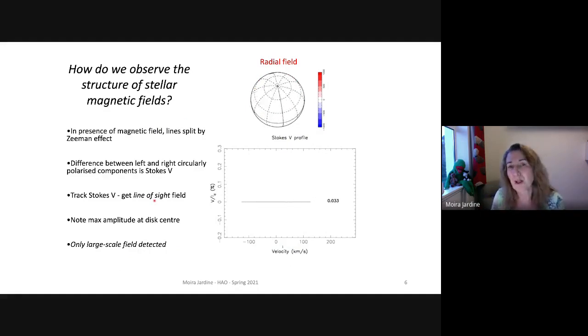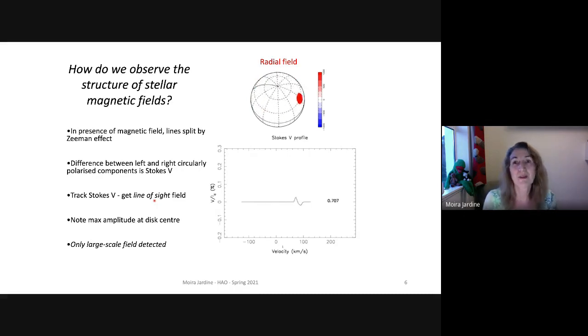So we know that in the presence of a magnetic field, some lines will be split by the Zeeman effect into the left and the right circularly polarized components. And the difference between these is the Stokes V signature. Now, Stokes V is sensitive to the line of sight component of the magnetic field. So if you look at the little animation on the right here, I've painted a little patch of radial magnetic field on the surface of this star. And underneath you see a movie of what we would detect as the Stokes V signature.